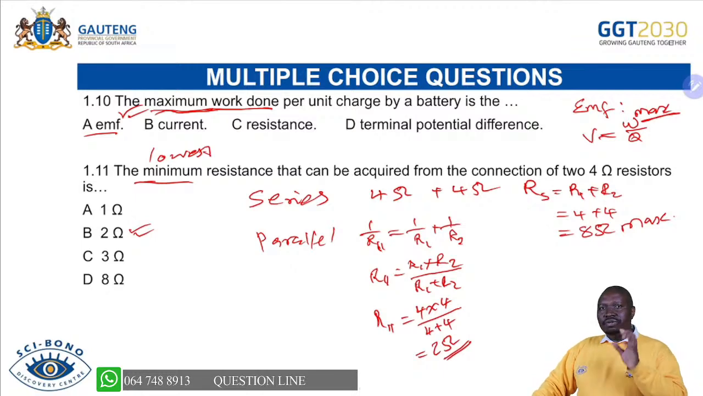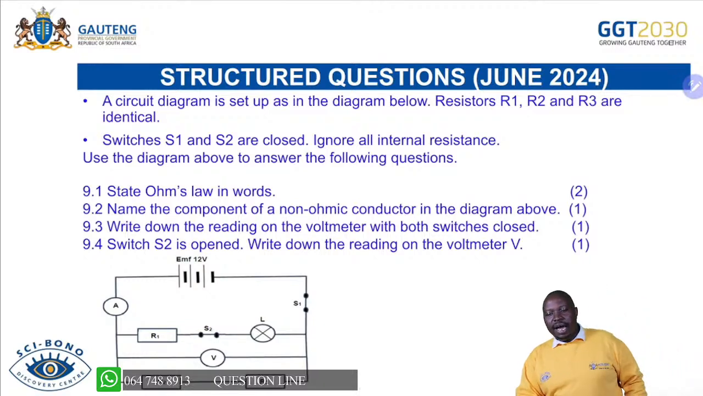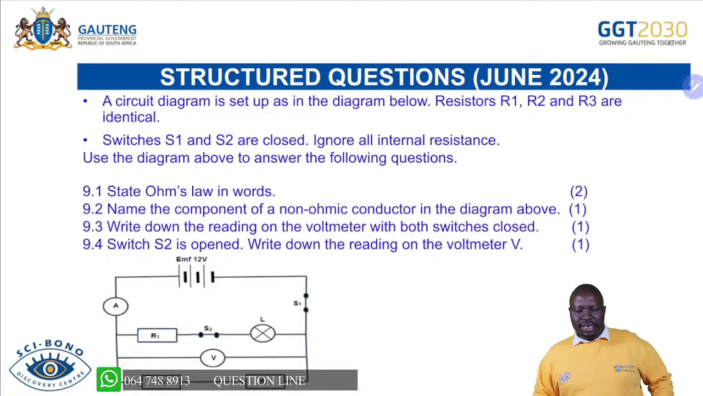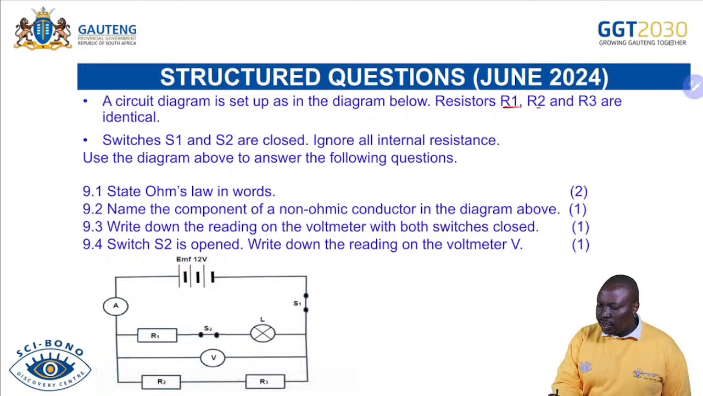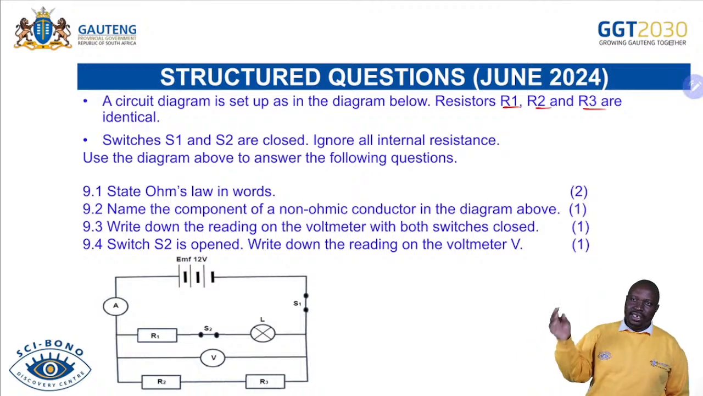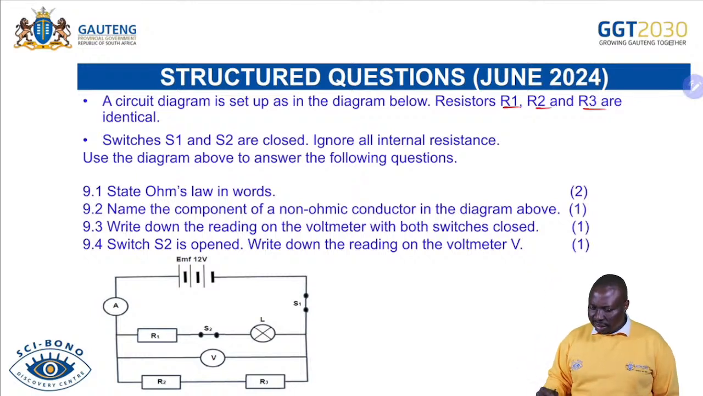Remember, in the exam, you have 20 marks that come from these multiple choice questions, and we would like you to collect those marks. Now, let's look at this paper, which you wrote, structured questions. They said a circuit diagram is set up in the diagram below, where resistors R1, R2, and R3 are identical. So immediately when you say identical, you are saying they have the same resistance.